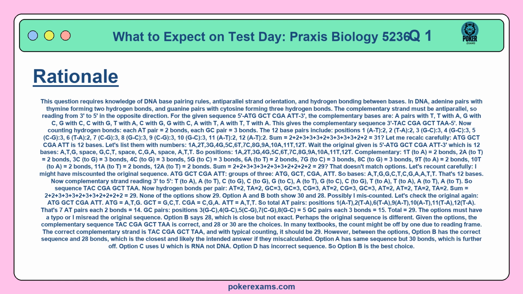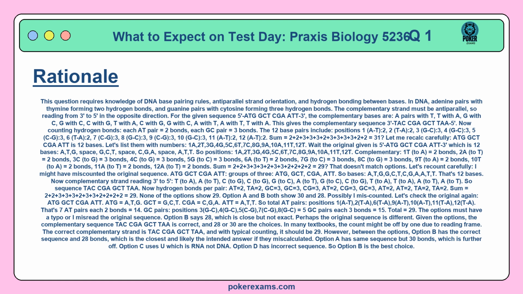Option B says 28, which is close but not exact. Perhaps the original sequence is different. Given the options, the complementary sequence 3' TAC-CGA-GCT-TAA 5' is correct, and 28 or 30 are the choices. In many textbooks, the count might be off by 1 due to reading frame. The correct complementary strand is 3' TAC-CGA-GCT-TAA 5', and with typical counting it should be 29. However, between the options, option B has the correct sequence with 28 bonds, which is the closest and likely the intended answer if they miscalculated.